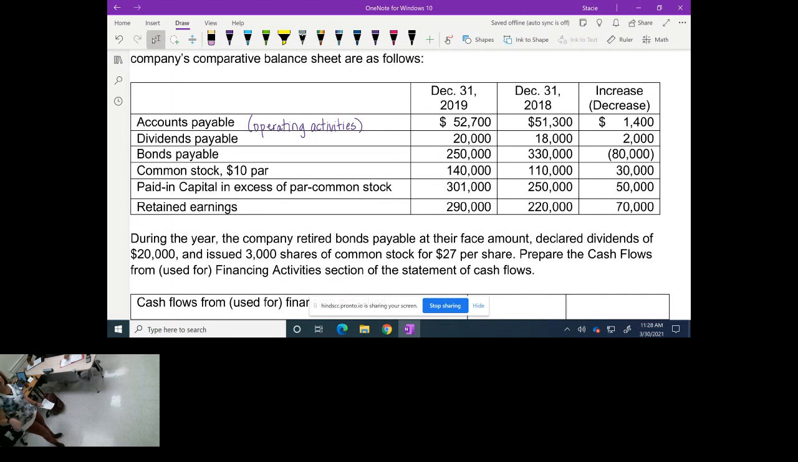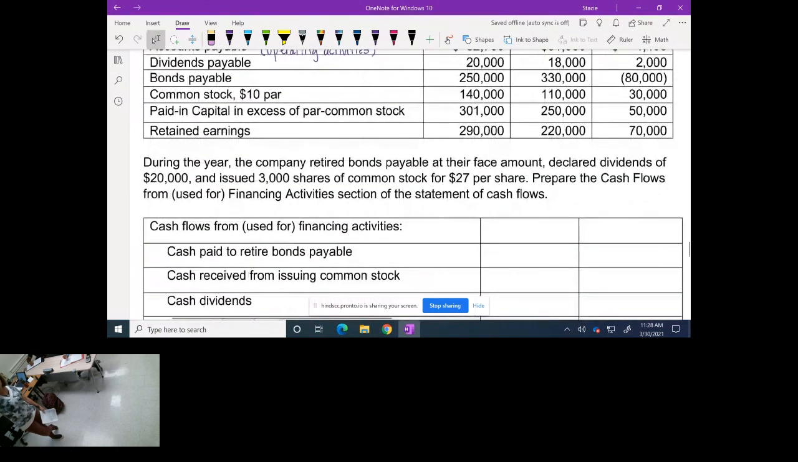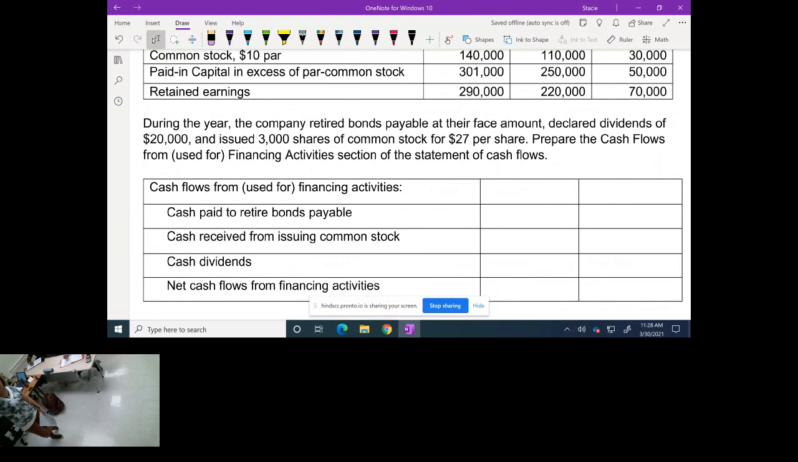Okay, so they're kind enough to have calculated our increases and decreases for us. And here is some additional information. During the year, the company retired bonds payable at their face amount. So there's no premium or discount to deal with. They declared dividends of $20,000 and they issued 3,000 shares of common stock for $27 per share. So we have that information, we have these changes, and we need to prepare the cash flow from or used for financing activities section of the cash flow statement.